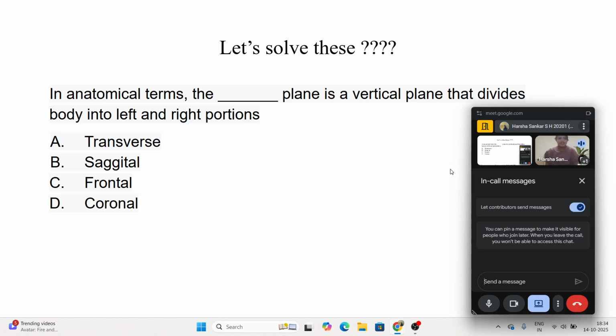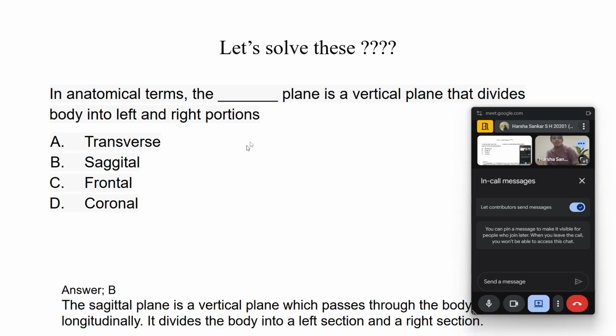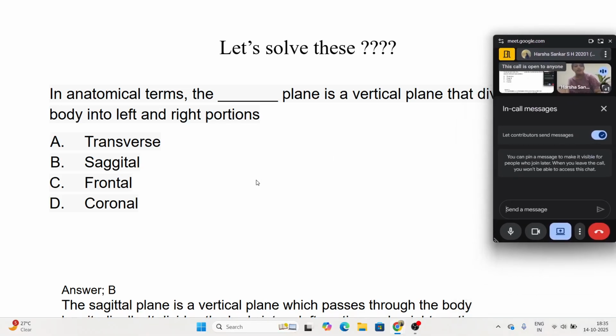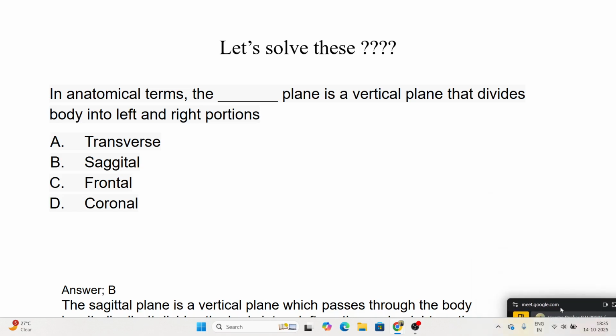So yeah, it's already 6:34. So the question is about the plane that divides the body into left and right portions. So the correct answer is sagittal. Okay. What are the other planes you remember? We have learned about this figure. So I have added a figure here about the different planes. Seeing that, you will understand.